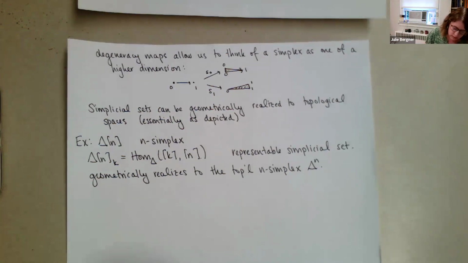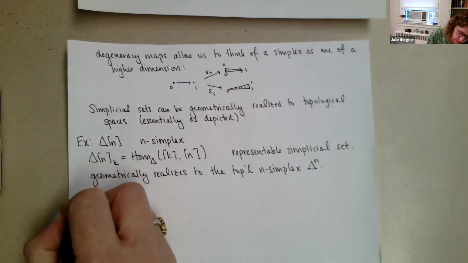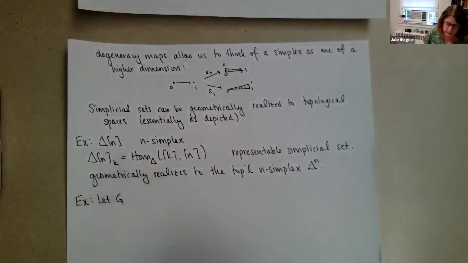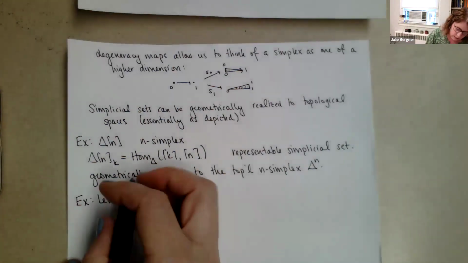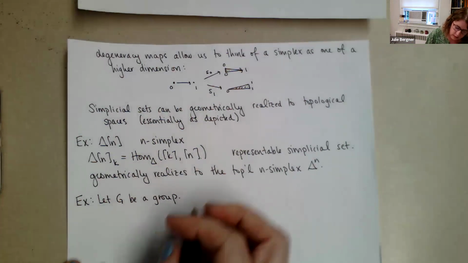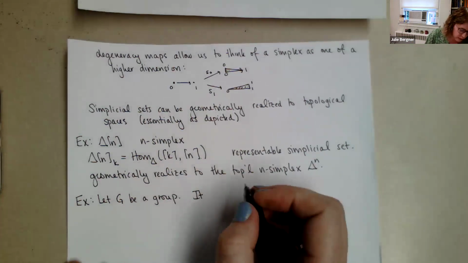Okay. And then one more example. If I have a group, say G, then we can take its nerve.